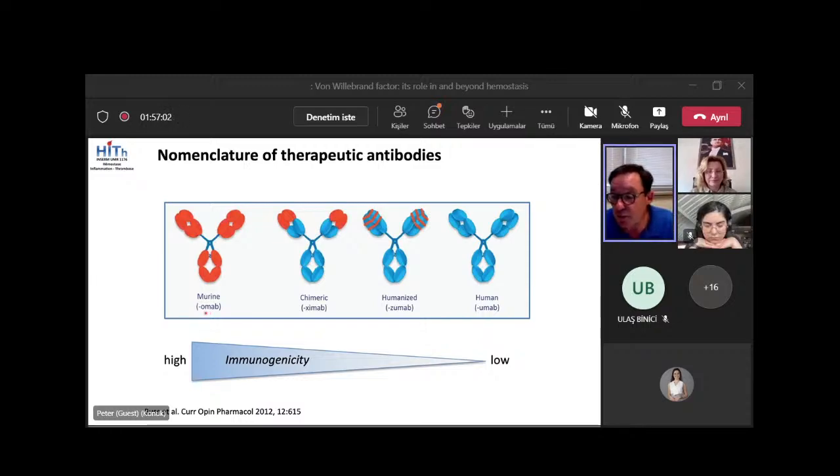And that was the very first one, OKT3 in the past. And the only thing you need to put before ZUMAP or UMAP or XIMAP, if it's against a circulating protein or circulating cell, then you need to put C in front of it, from circulating.